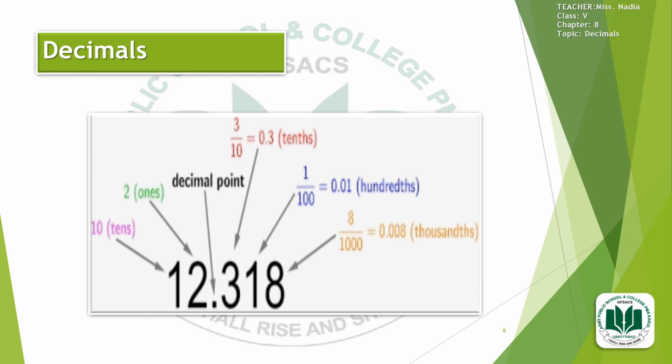And the place value of 3 is tenth. That is 3 by 10 is 0.3. 1 is 100th, so 1 by 100th is 0.01 and 8 is thousandth. So 8 by 1000 is 0.008. That is, after decimal point, the first digit represents to tenth, second digit represents to hundredth and the third digit represents to thousandth.